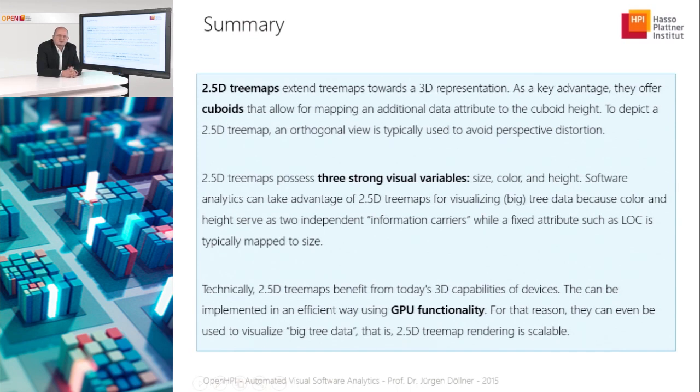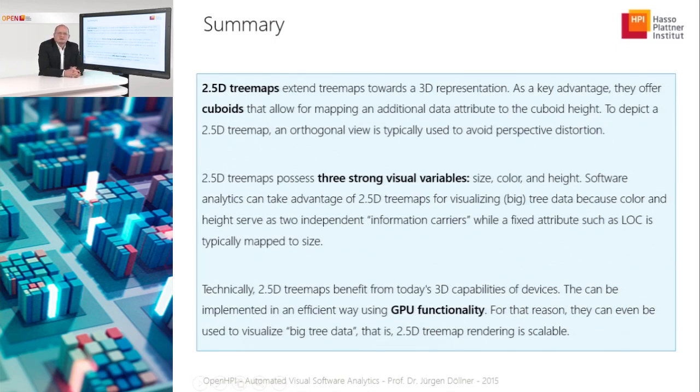So 2.5-dimensional tree maps can be used in particular to correlate 2 independent informations, one mapped to the color and the other mapped to the height. Of course, there's always a base information that is used for the ground size of each cuboid.